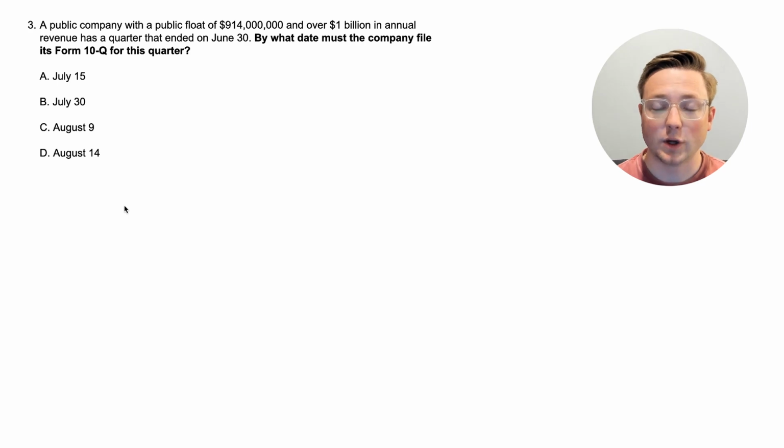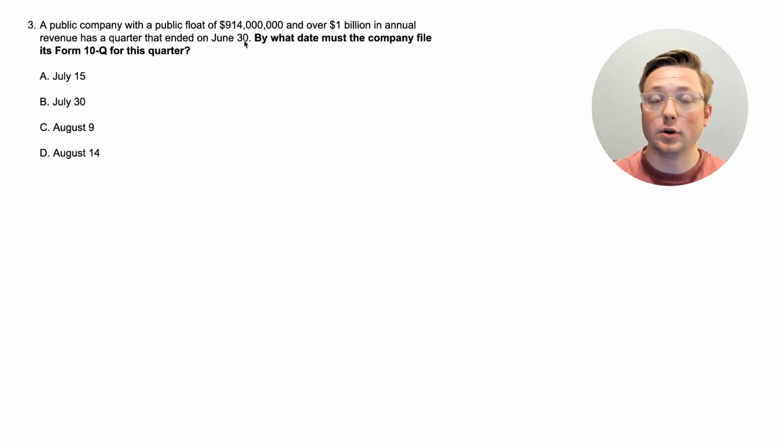All right, here we are at question 3. Before we dive into the full question, by what date must the company file its Form 10Q for this quarter? Okay, so we need to know when they need to file this 10Q. A public company with a public float of $914 million and over $1 billion in annual revenue has a quarter that ended on June 30th.